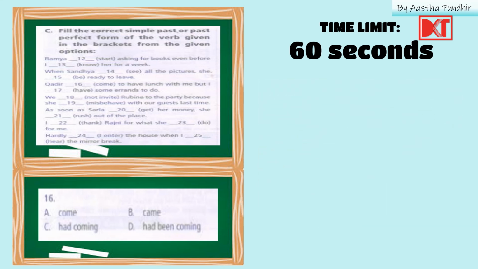Okay, here Kadir dashed to have lunch with me, but I dash some errands to do. Here we will be using simple past. So for come, the simple past V2 formation is came. So Kadir came to have lunch with me. The answer is B.